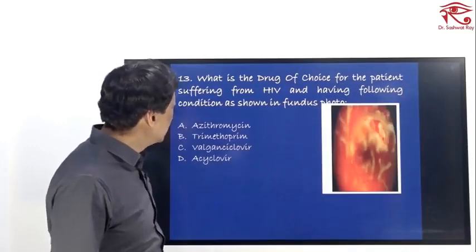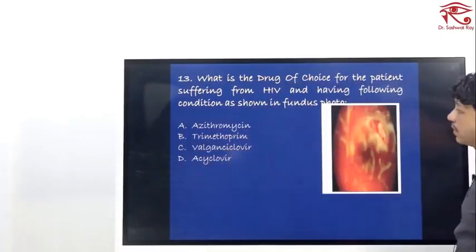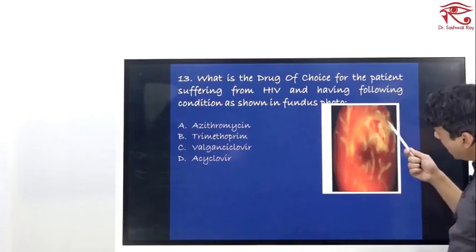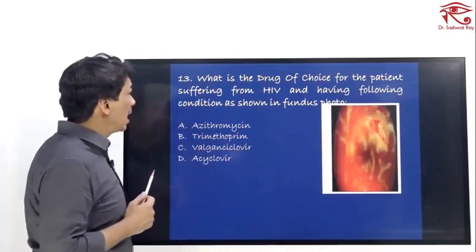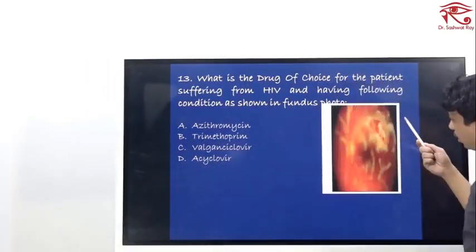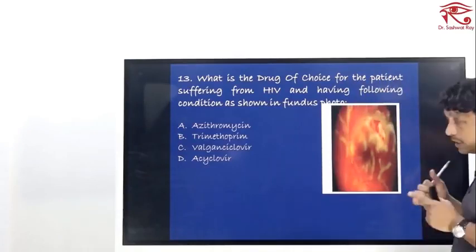Number 13 is a question which was asked recently. What is the drug of choice for the patient suffering from HIV and having the following condition as shown in the fundus photograph? Now remember, the condition given to us is HIV and having the following condition. On the retina, you can see this typical yellowish-whitish exudation. So characteristically, this tells us that this is CMV retinitis.